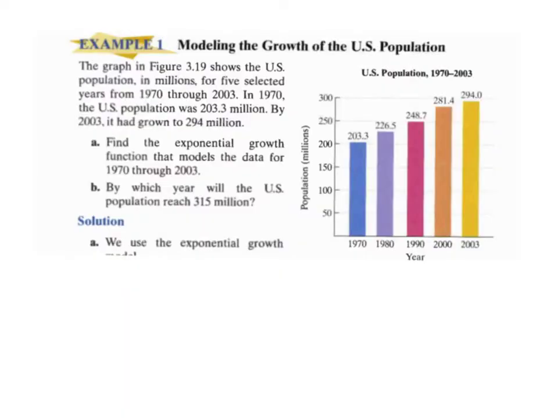So let's take a look at this first example here, modeling the growth of U.S. population. The graph in figure 3.19 shows the U.S. population in millions for 5 selected years from 1970 through 2003. In 1970, the U.S. population was 203.3 million. By 2003, it had grown to 294 million. Part A wants us to find the exponential function that models the data for 1970 through 2003, and then it's asking us by which year will the U.S. population reach 315 million.